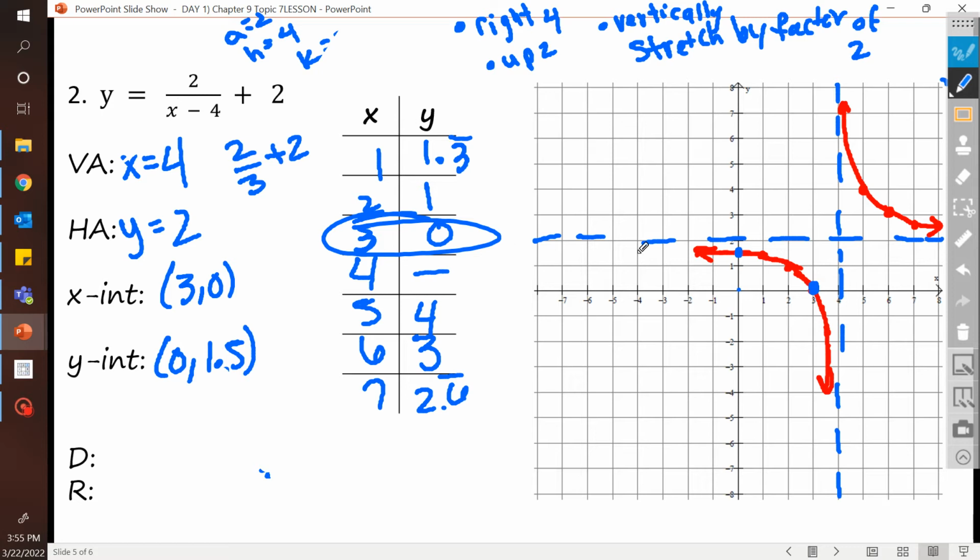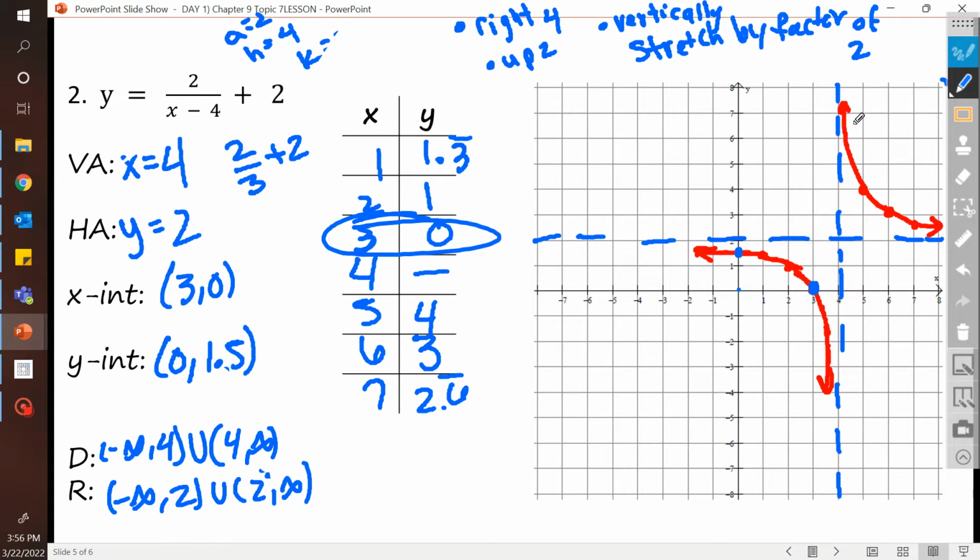The domain is everything except for the vertical asymptote, which is at 4. So that would be negative infinity to 4, and then from 4 to infinity. The range is everything except for the horizontal asymptote. So that's 2. So negative infinity to 2, and then 2 to infinity. So these two pieces, and that's our graph for number 2 here.